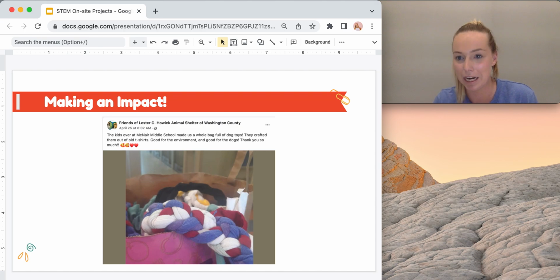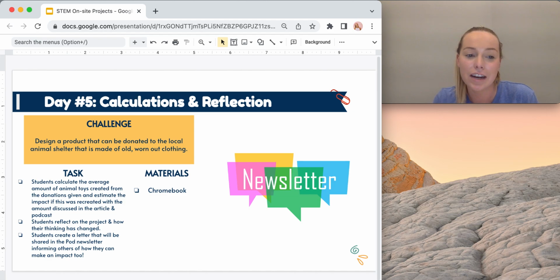The animal shelter that we donated them to, I actually posted on Facebook, so I included that. But on day 5, after all the donations were given, or we took them to the donation center or the animal shelter, they calculated the average amount of dog toys created per the donations. I can't remember how many T-shirts, but they calculated the pounds of T-shirts, so we had a weight measurement, and then how many dog toys we ended up creating: over 120 dog toys.